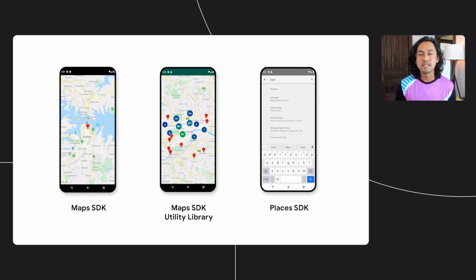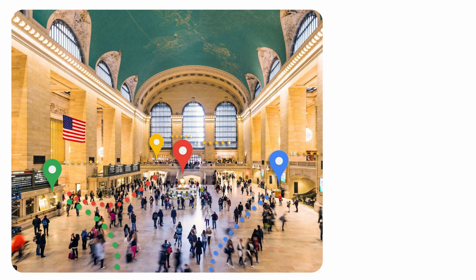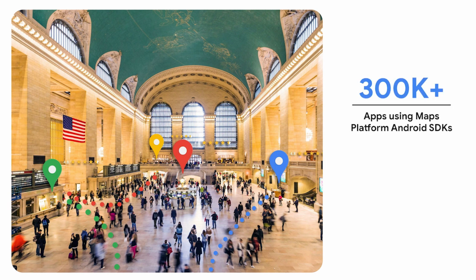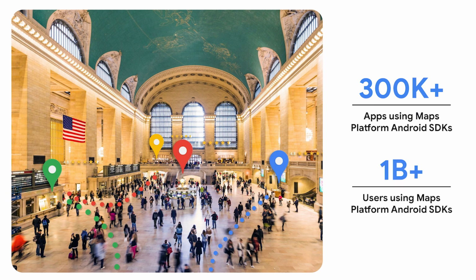And lastly, the Places SDK for Android, which was released in 2015 and revamped in 2019. The revamp was done to use a modern tech stack, enabling faster release cycles so you can see improvements quicker. The Places SDK gives you the tools to build features to help your users find places around them, including businesses and other points of interest. It provides an autocomplete widget and programmatic API to search through Google's database of place information. Collectively, the Google Maps Platform Android SDKs and utility library are used by over 300,000 Android apps that serve over 1 billion users around the globe.